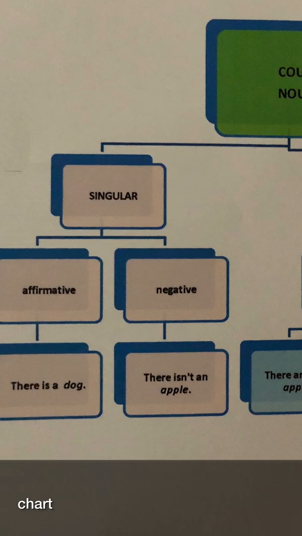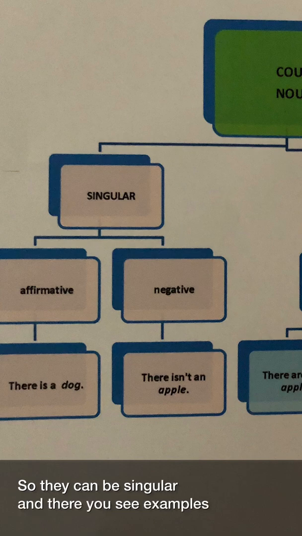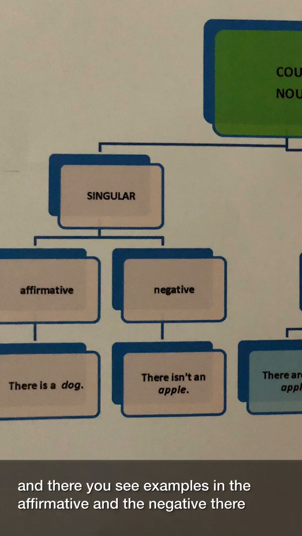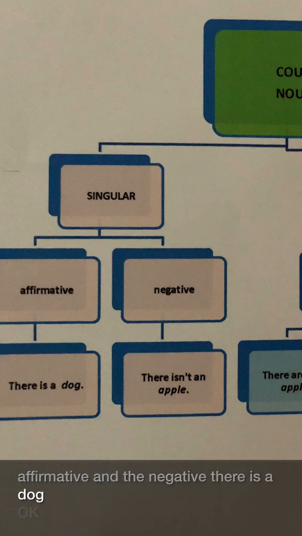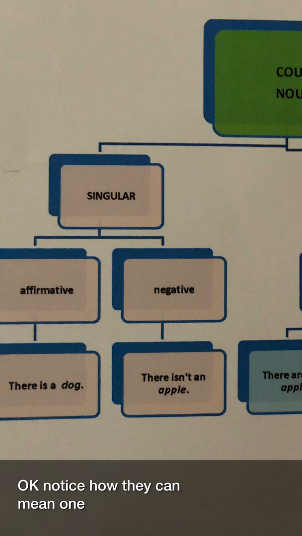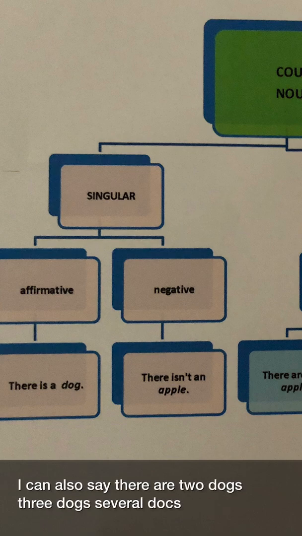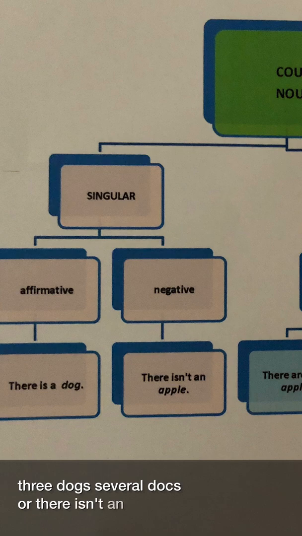Okay, so count nouns, they can be singular. And there you see examples in the affirmative and the negative. There is a dog. Okay, notice how a can mean one. I can also say there are 2 dogs, 3 dogs, several dogs. Or there isn't an apple.